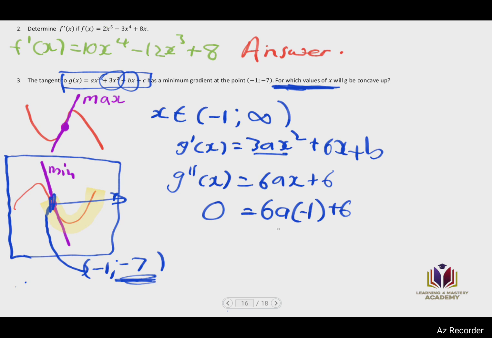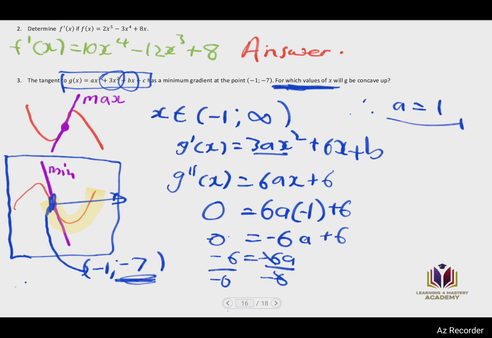Okay, then from here, we just work this out. It's going to give us -6a plus 6. We transpose the 6 to the other side. It's going to give us -6 equals -6a, divide by -6. This cancels that. Therefore, our a becomes +1, right?